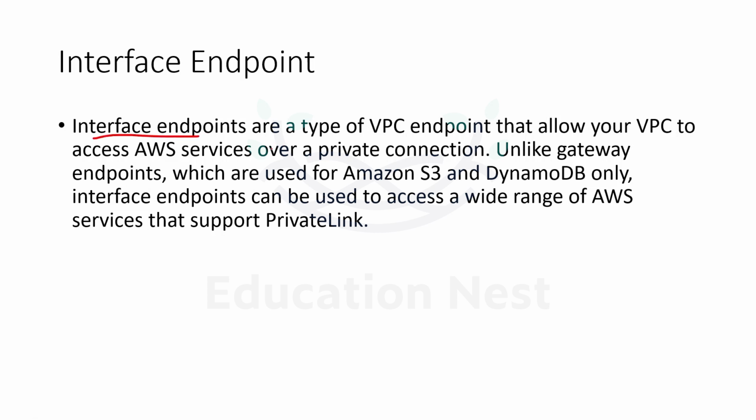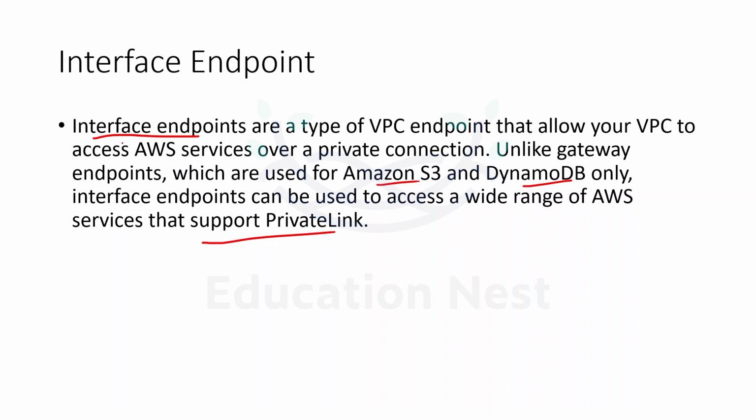When we talk about interface endpoints, they also allow you to privately connect to your AWS services through your VPC. Unlike gateway endpoints, which are just used for S3 and DynamoDB, these endpoints are used with a wide variety of AWS services that support PrivateLink. So what is PrivateLink? We'll soon be discussing that as well.